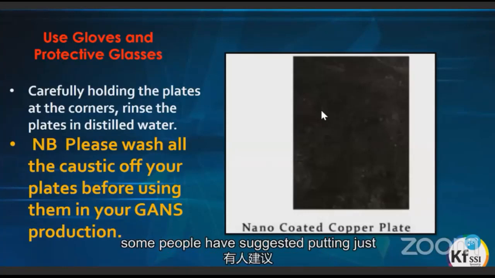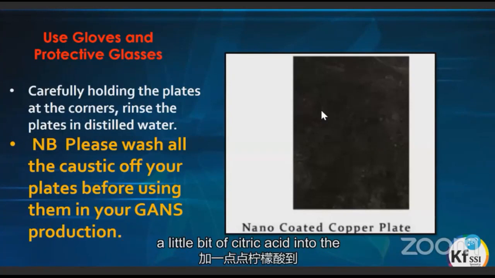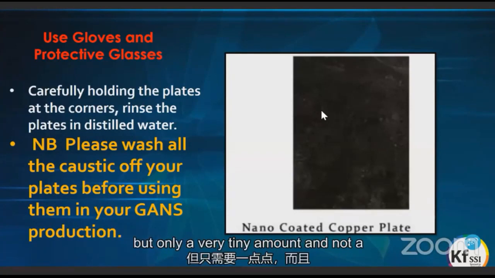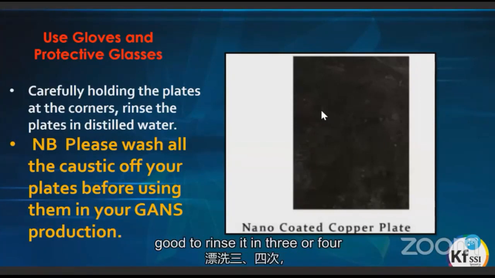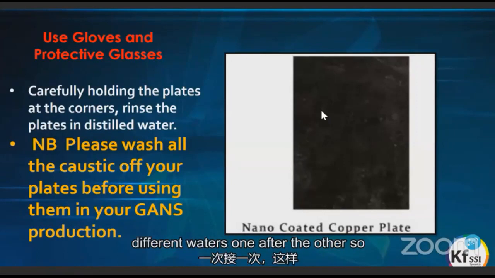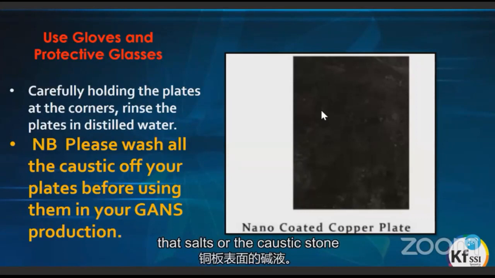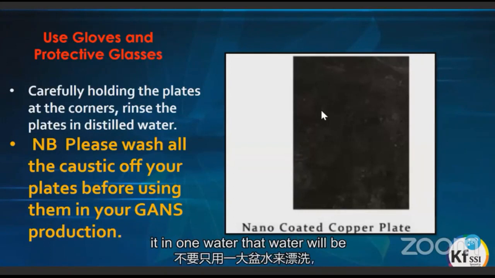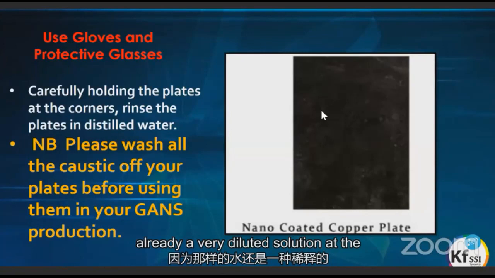And some people have suggested putting just a little bit of citric acid into the distilled water. It's possible, but only a very tiny amount, and not in the last water. It's always good to rinse it in 3 or 4 different waters, one after the other. The water dilutes the salt or the caustic soda which is on the surface, and if you wash it in only one water, that water will already be a very diluted solution of caustic.